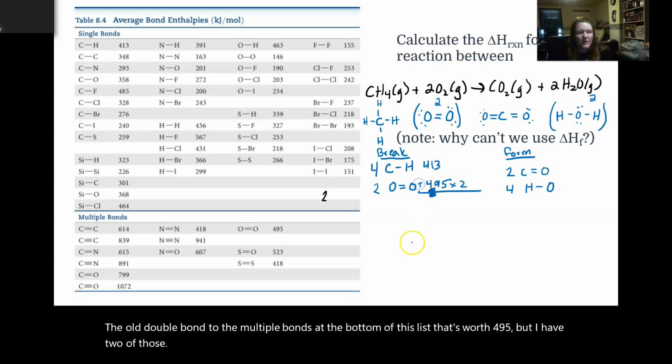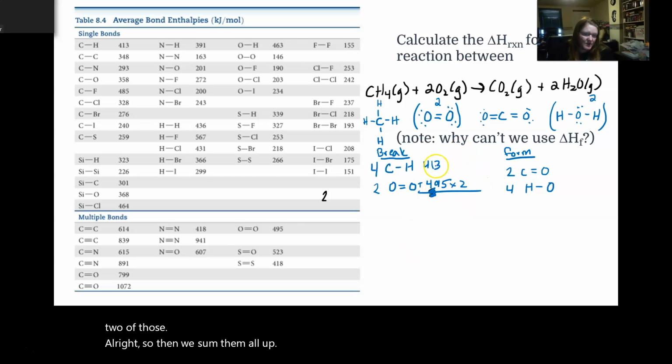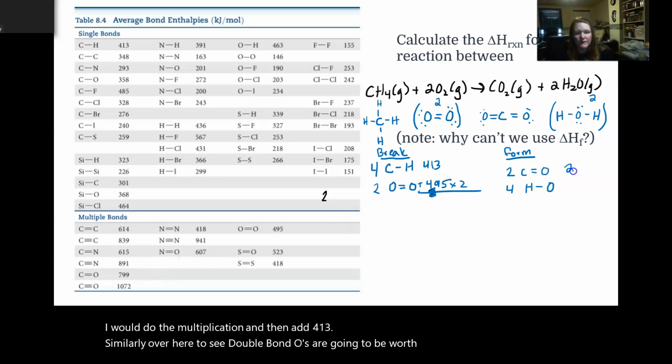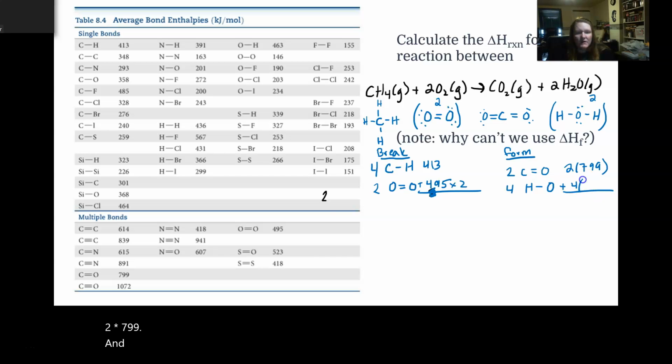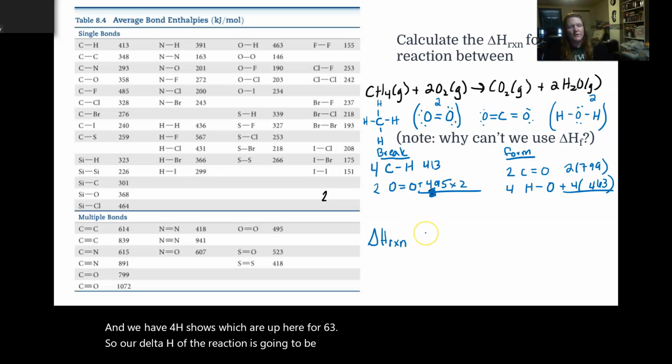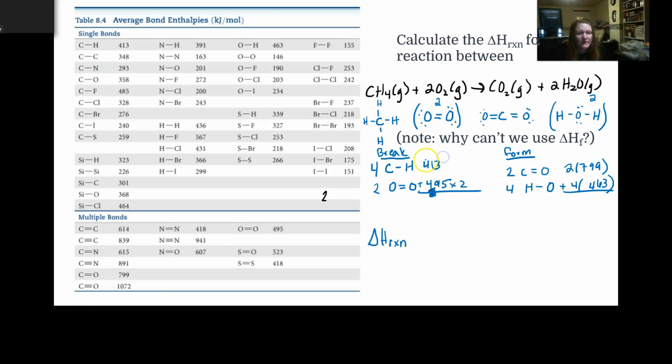All right, so then we sum them all up. I would do the multiplication and then add 413. Similarly over here, 2 C double bond O's are going to be worth 799 each. So it's going to be 2 times 799. And we have 4 HOs, which are up here, 463. So our delta H of the reaction is going to be the sum of all of the broken ones minus the sum of all the formed ones. Oh, here we go. This is 413 times 4. So I have 4 of those bonds.